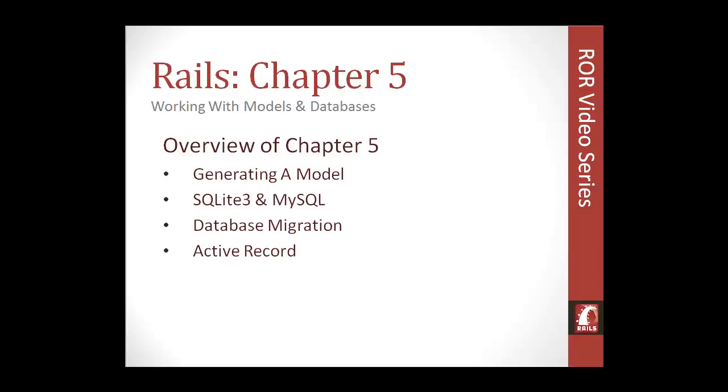Chapter 5 is going to be the M in MVC, which is models, which generally has to do with the database: querying the database, and getting and setting data in the database tables. We're going to generate a model, and we're going to talk a little bit about databases, because Rails by default uses SQLite 3, which is a serverless database, and we can also use MySQL, which is probably what we're going to be doing.